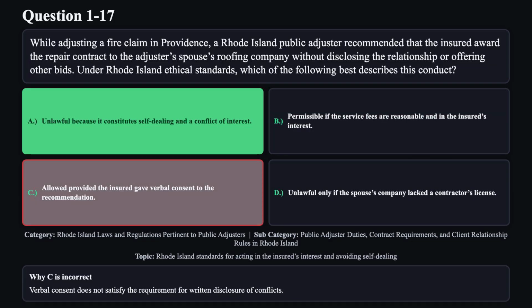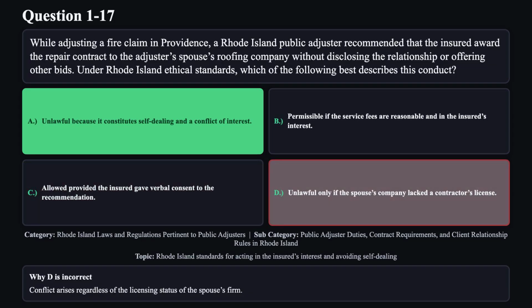Reason C is not correct. Verbal consent does not satisfy the requirement for written disclosure of conflicts. Reason D is not correct. Conflict arises regardless of the licensing status of the spouse's firm.